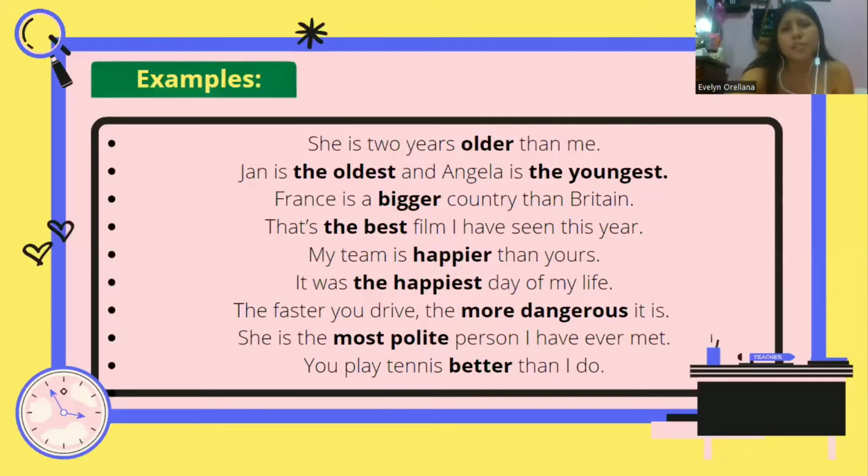Examples: she is 2 years older than me. Jan is the oldest and Angela is the youngest. France is a bigger country than Britain. That's the best film I have seen this year. My team is happier than yours, and others.